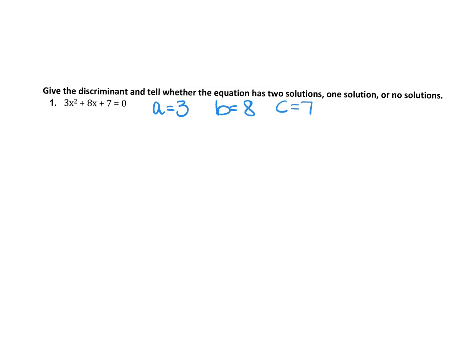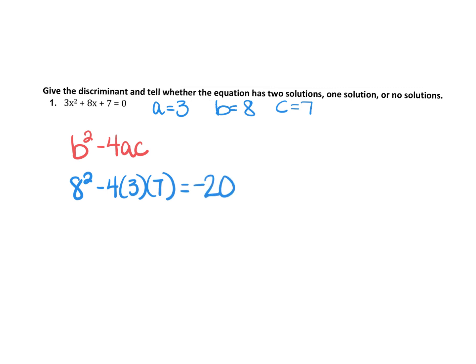And then remember, our discriminant is b squared minus 4ac. So now let's plug in the parts that we know and simplify here. We're not solving. So we have b, which is 8, squared minus 4 times 3 times 7. So now I would plug this in my calculator, and this is equal to negative 20.